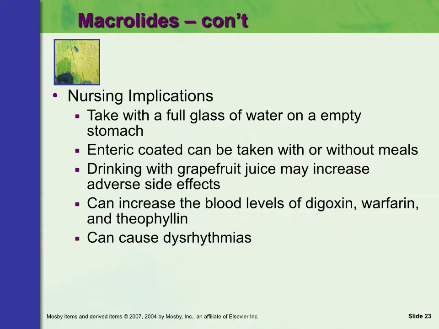You want to watch its interactions in terms of increasing the blood levels of digoxin, which can cause toxicity, warfarin, bleeding, and theophylline, some difficulty there. So if they're on warfarin, check the INR, international normalized ratio, to prevent clotting. And it can cause dysrhythmias. Its effectiveness when they're taking oral contraceptives, just like some of the other antibiotics we've talked about, is decreased. So you want to use other forms of contraception with this one as well.